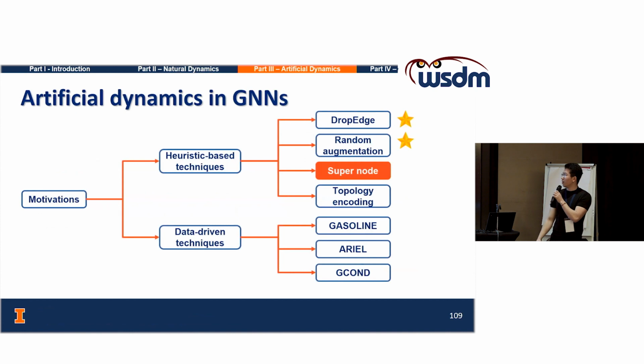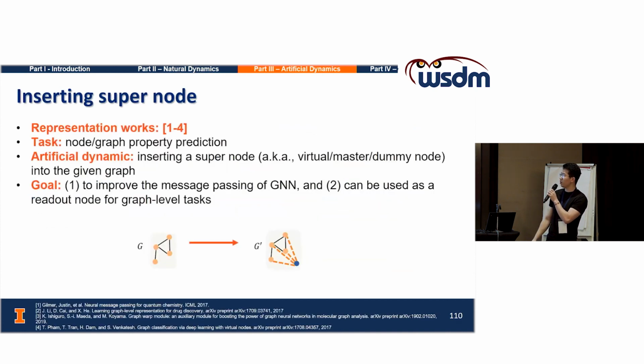Okay, the third work I'm going to introduce is named the supernode. Supernode is also a very simple artificial dynamics, and this is a family of work that includes these techniques. We select 4 works and wrap them together to introduce to you, and hope we can get a general picture of what this technique is doing.